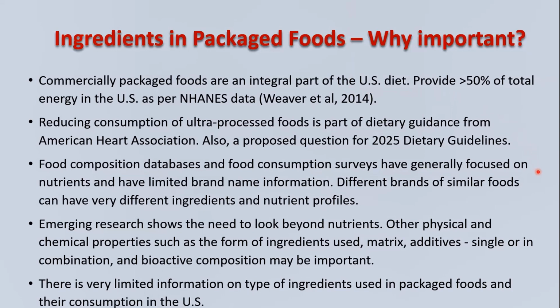Food composition databases and food consumption surveys have generally focused on nutrients and have limited brand name information. Different brands of similar foods can have very different ingredients and nutrient profiles. Emerging research shows the need to look beyond nutrients. Other physical and chemical properties, such as the form of ingredients used, the matrix, additives used single or in combination, and bioactive composition may be important. There is very limited information on type of ingredients used in packaged foods and their consumption in the US.